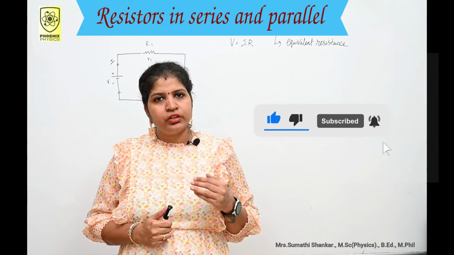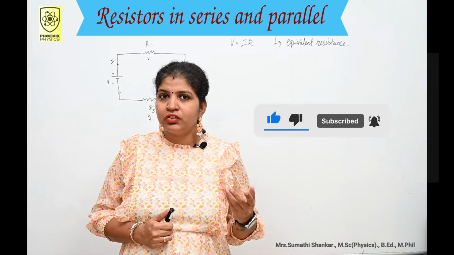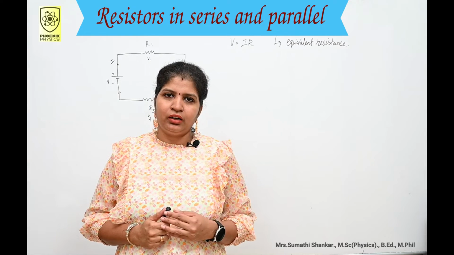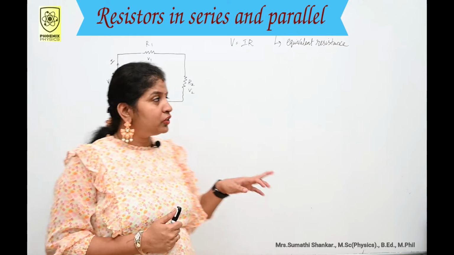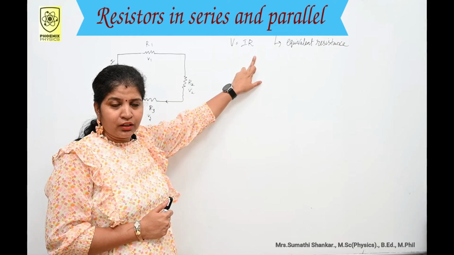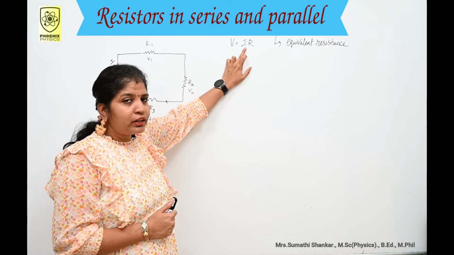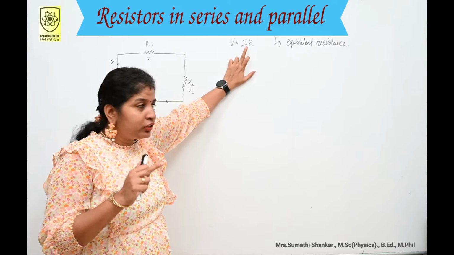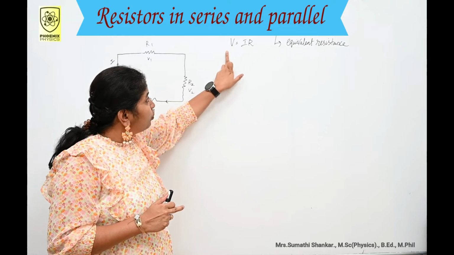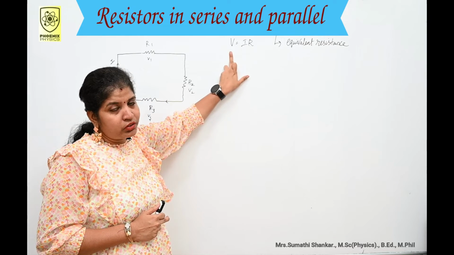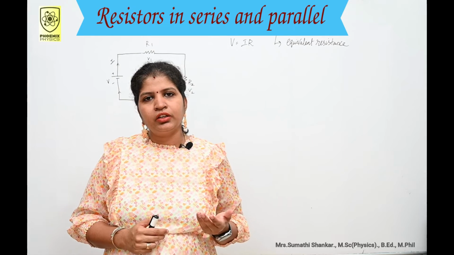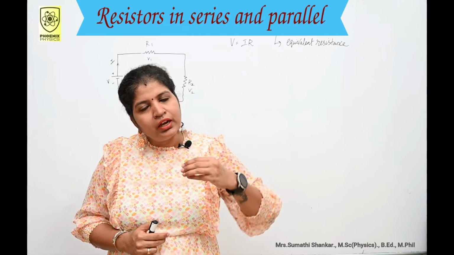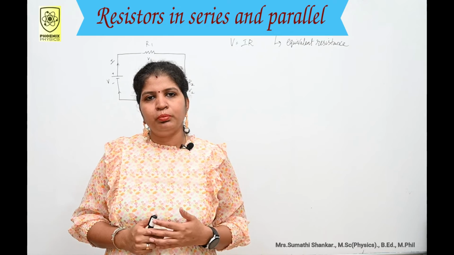Today we are going to discuss resistors in series and resistors in parallel. Before going into this topic, just to recall Ohm's law, that is V is equal to IR. Current through the conductor depends upon its resistance and potential difference across its end. This is Ohm's law. In various electrical circuits, we often use resistors in various combinations.